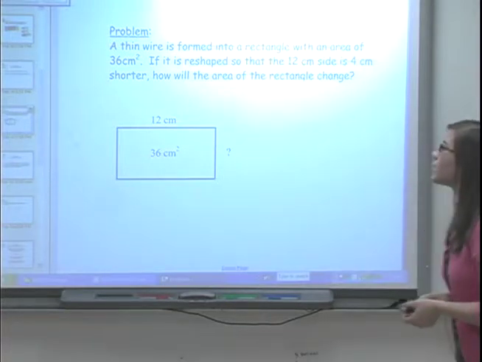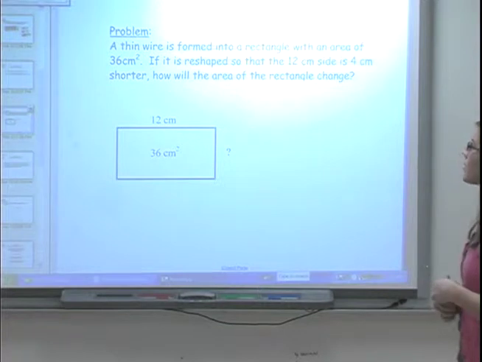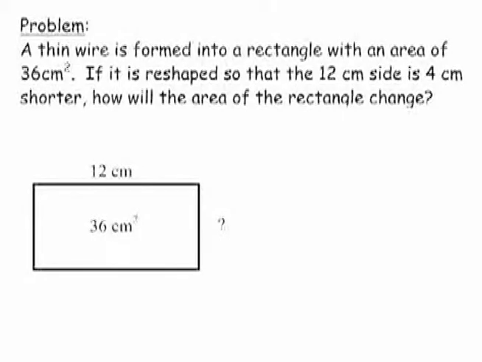So here's our problem. A thin wire is formed into a rectangle with an area of 36 centimeters squared. If it is reshaped so that the 12 centimeter side is 4 centimeters shorter, how will the area of the rectangle change? So the first thing that we need to figure out is the length of our other side.